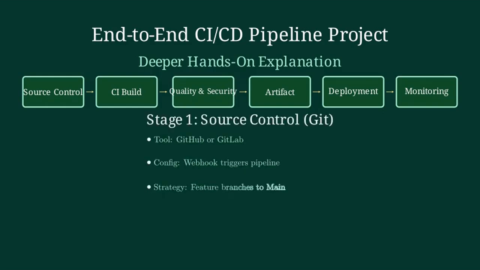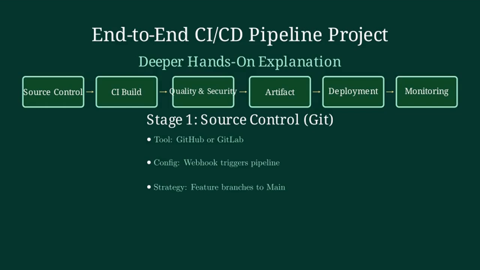Stage 2 is continuous integration. We use Jenkins, GitHub Actions, or GitLab CI. We write a configuration file like a Jenkinsfile or a YAML pipeline file. The build steps include code checkout, build commands like mvn install, and unit tests using JUnit or PyTest.